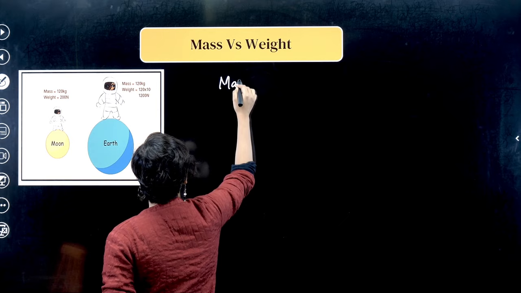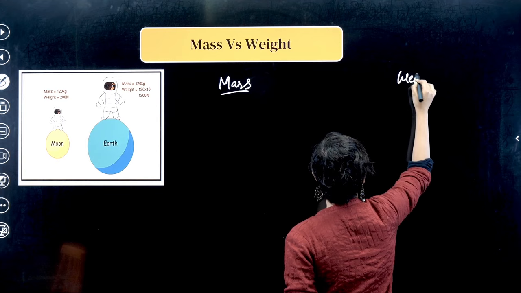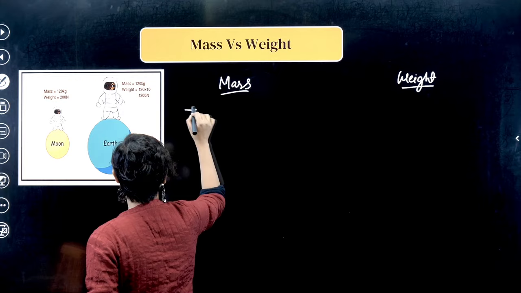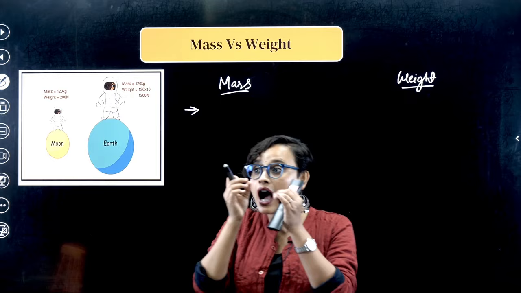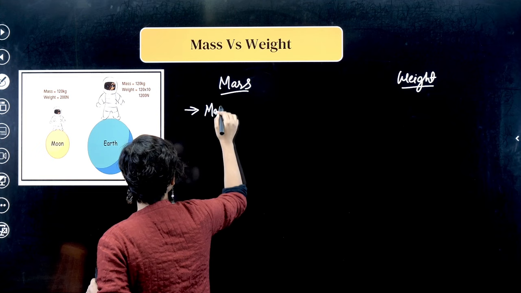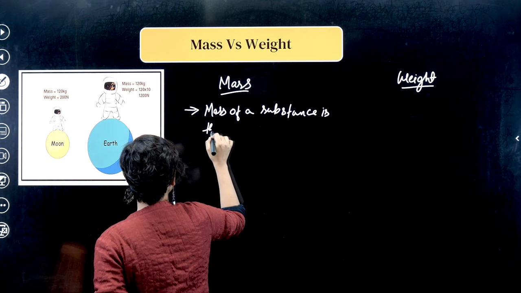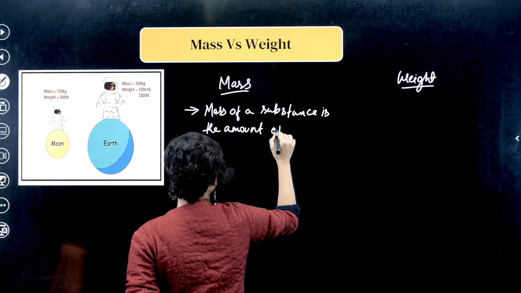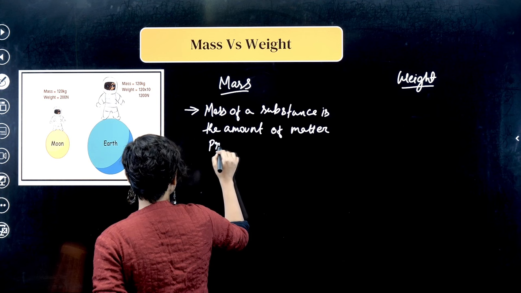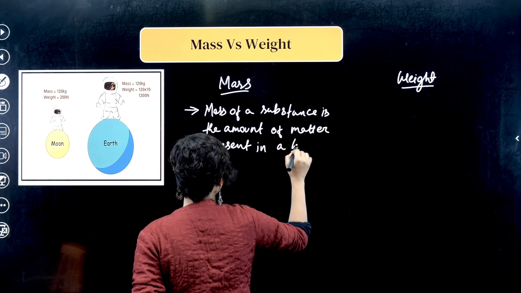This is mass, let's say, and this is weight. Okay, yes. So what is mass? Number one, what is mass? Mass of a substance is actually the amount of matter that is present in the body. Mass of a substance is the amount of matter present in a body, any body. It can be anything, okay?